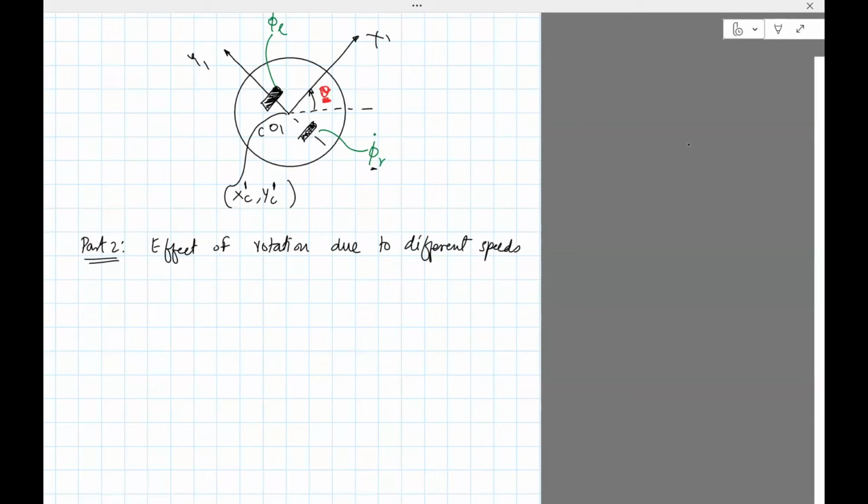Okay, so now let's look at what will happen if phi dot L equals 0 and phi dot R is not equal to 0. We're just looking at the effect of rotation. We looked at translations, but we're going to look at the rate of change of the yaw or rotation theta due to this.